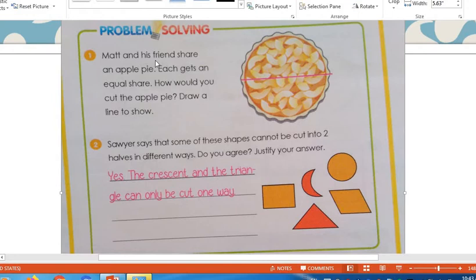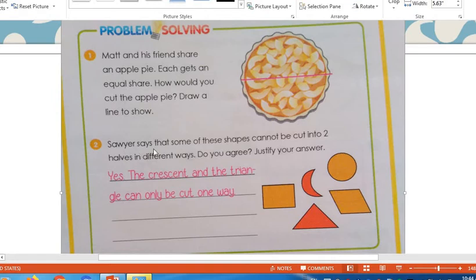Problem solving. Matt and his friend share an apple pie. Each gets an equal share. How would you cut the apple pie? Draw a line to show. I drew the pink line here horizontally, from the middle. I can also draw it from this point to this point, and it's cut into 2 equal parts. So I can draw this line from this part to this part, or from this point to this point. Both answers will be right. This apple pie is divided into 2 parts.